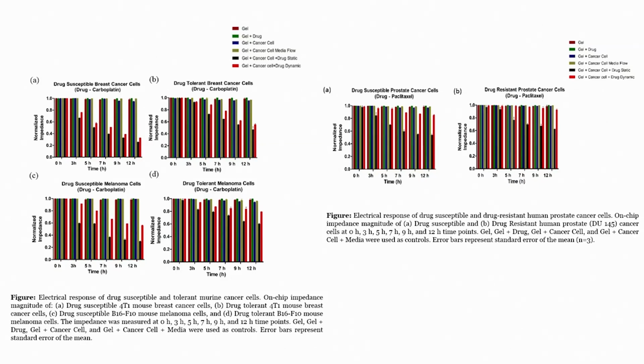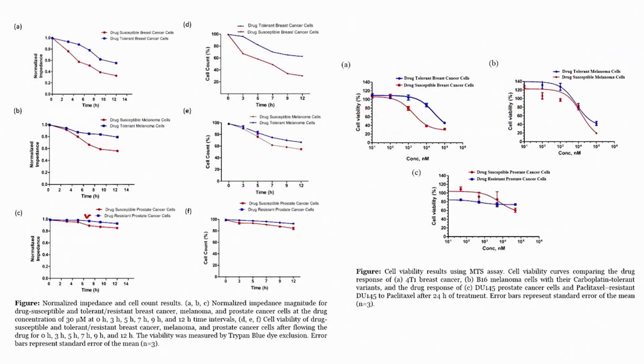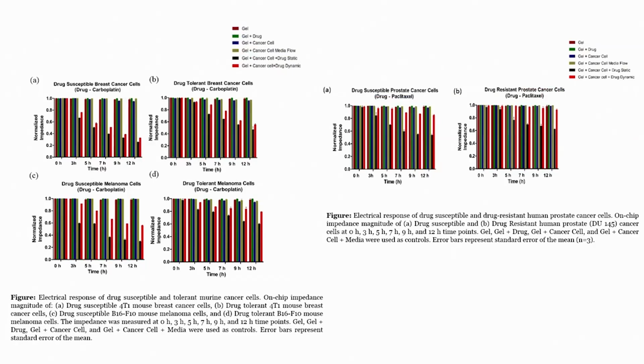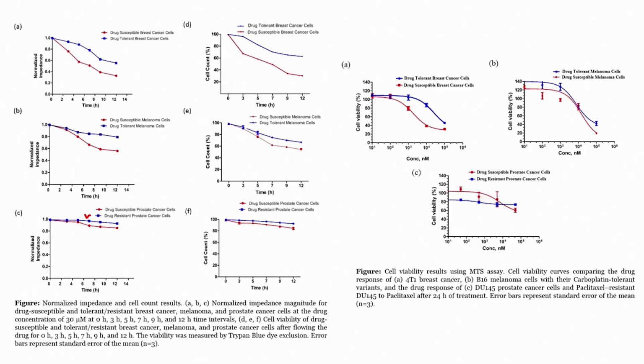We also tested prostate cancer cells, which are human prostate cancer cells, DU145, and prostate cancer cells that are resistant to drug, and we have seen the plot. Similarly, for breast cancer we have used 4T1 mouse breast cancer cells, and for melanoma B16F10. So here if you see the signature, we can clearly see that if the drug is effective, for a given drug, we can clearly understand the difference in the impedance when we pass the drug for about 12 hours.